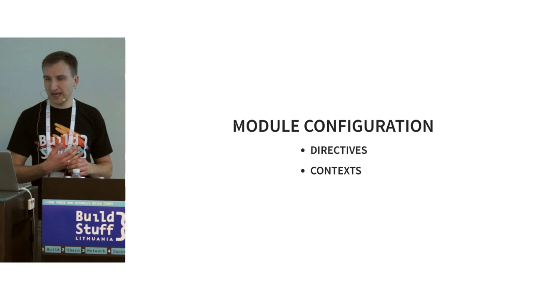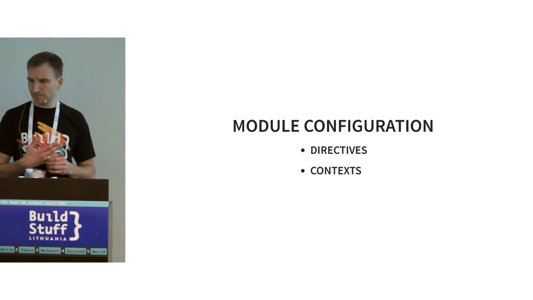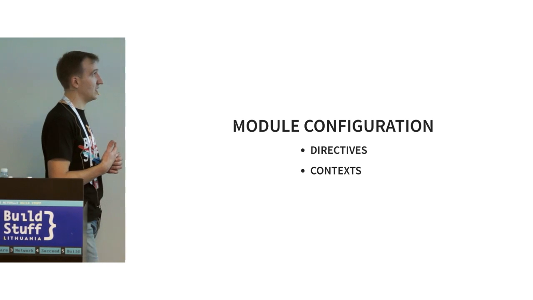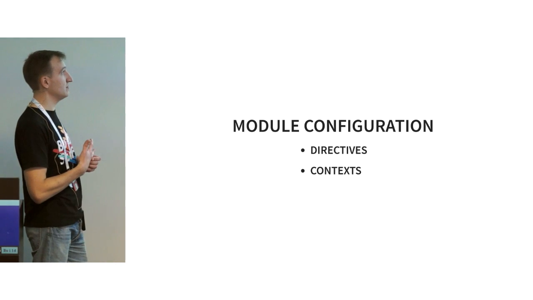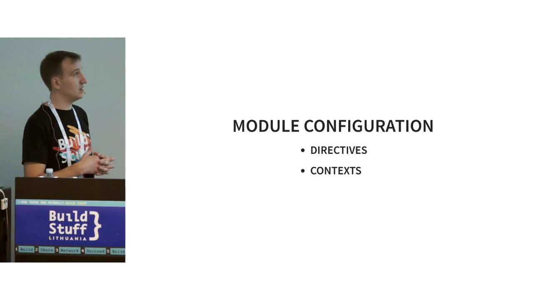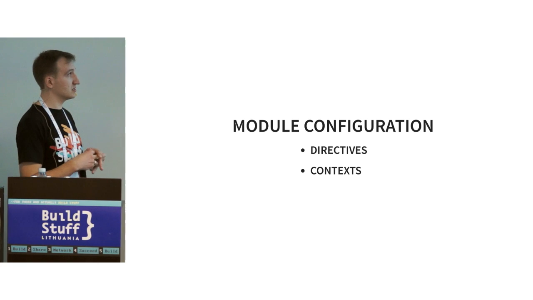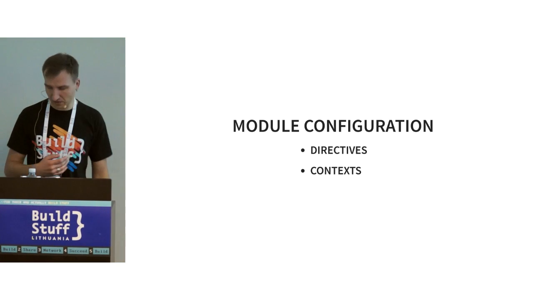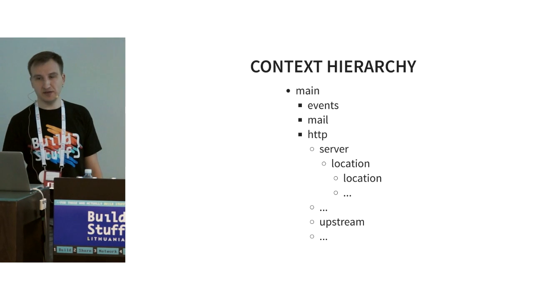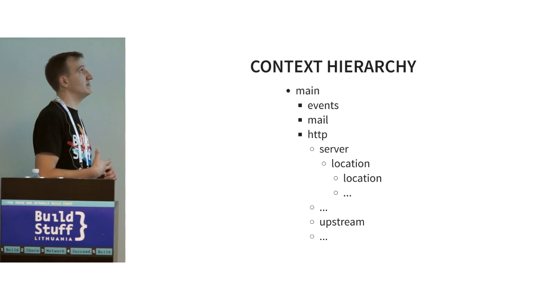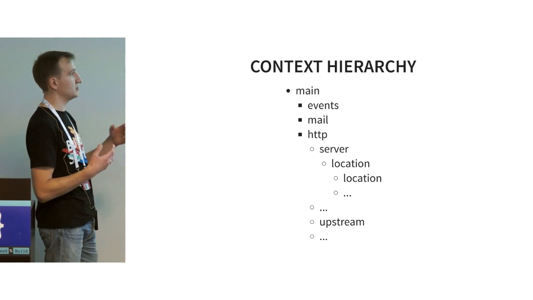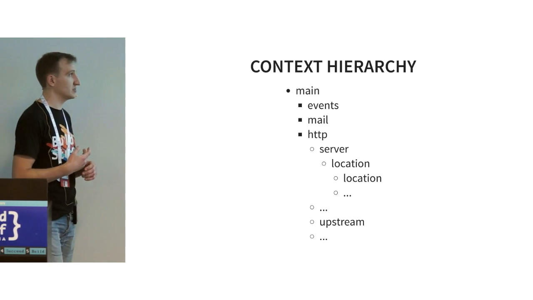Each module has configuration. Configuration entries are called directives, and those directives can be grouped into contexts. Contexts form a hierarchy of the configuration. So basically, you have a main module, events, mail, HTTP, server, location, and upstream. We'll talk about that later.